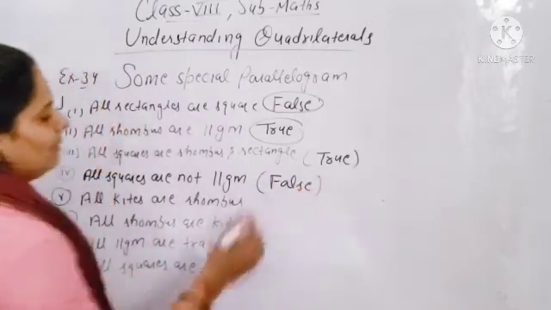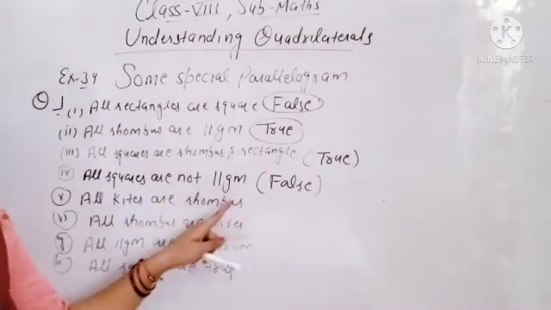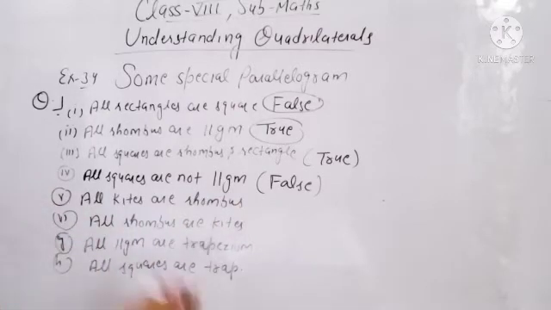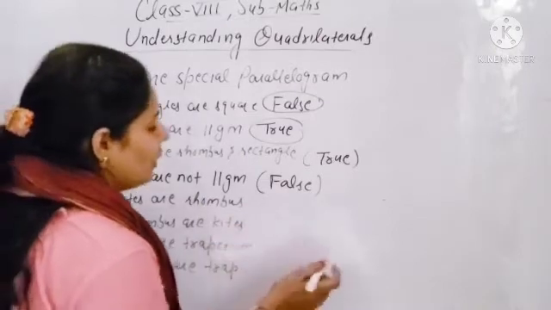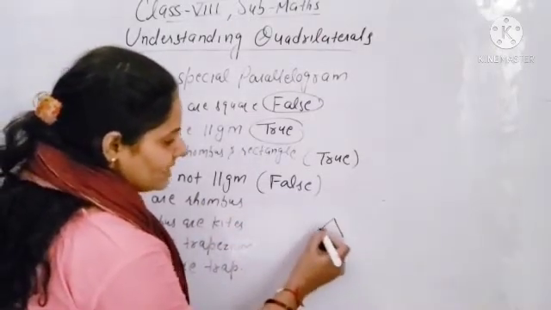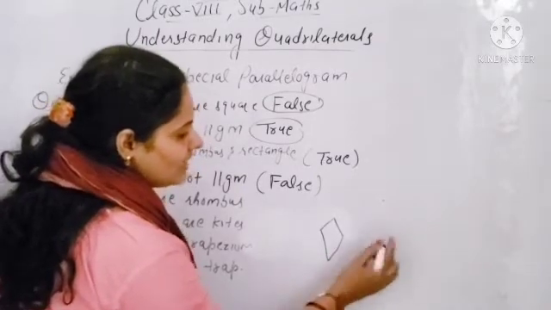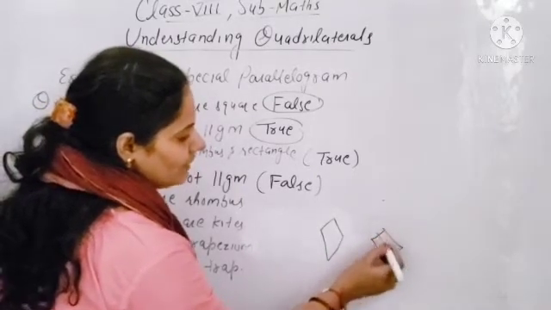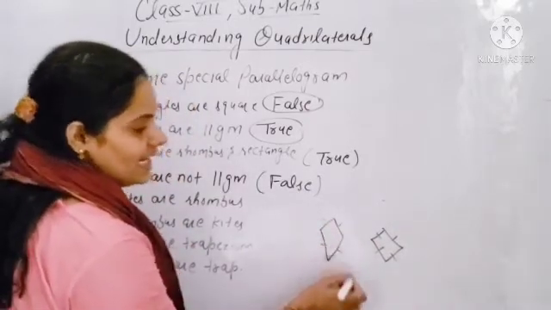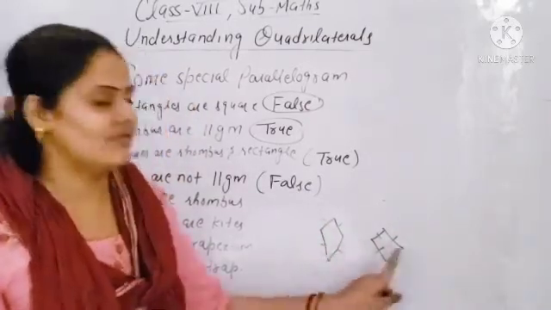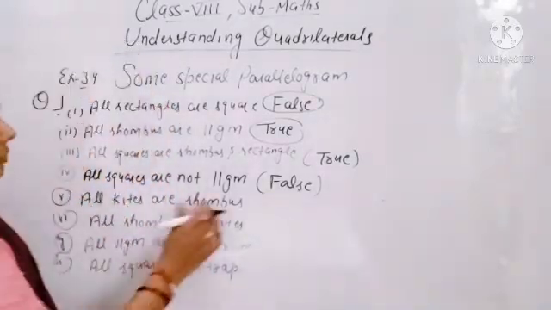All the squares will be parallelogram. But it is written all the squares are not parallelogram, which means this is a false statement. Next, all the kites are rhombus. In kites, only adjacent sides will be equal, but in a rhombus opposite sides are equal. So kites will not be the rhombus. All the kites will not be the rhombus.